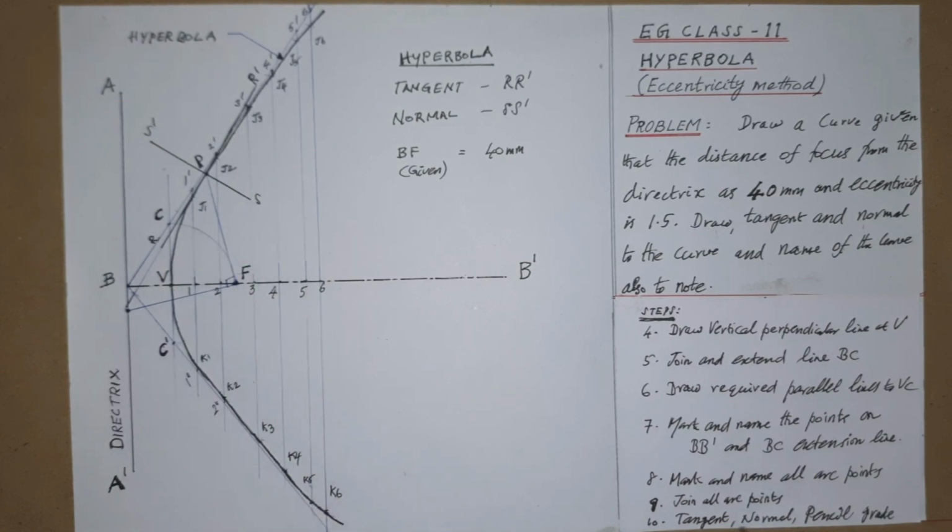Next, the pencil grade. Regarding pencil grade, similar to other problems, an HB pencil with dark and thick lines is required to draw the hyperbola curve as well as the tangent and normal. And as usual, the directrix and axis line may be drawn with medium thick lines. All other supporting lines may be drawn with minor thick or thin lines using a 2H pencil.